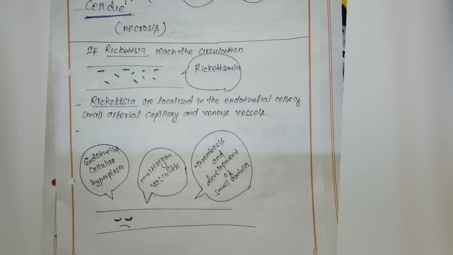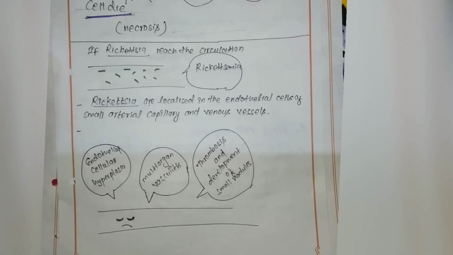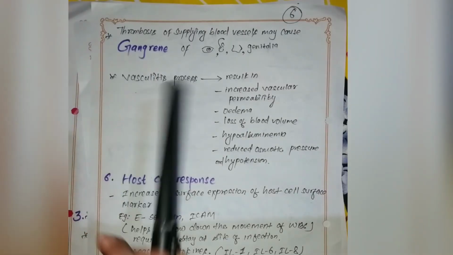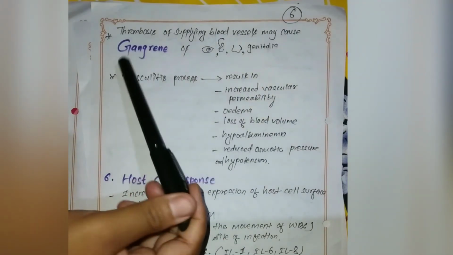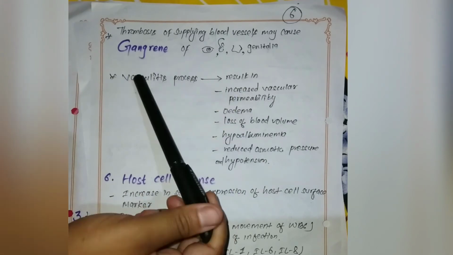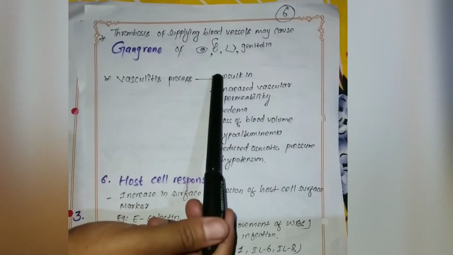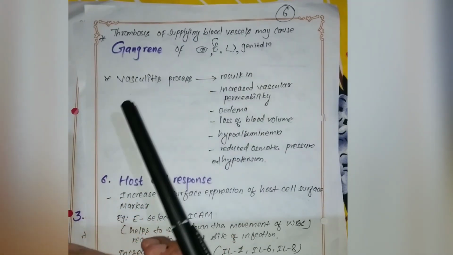And next one is thrombosis. Thrombosis means formation or presence of a blood clot in the blood vessels. Similarly, thrombosis of supplying blood vessels may cause gangrene. It may cause gangrene of the eye, earlobes, nose and genitalia.